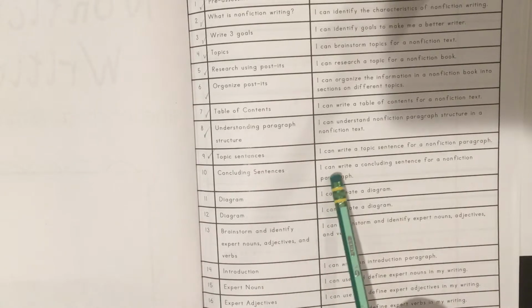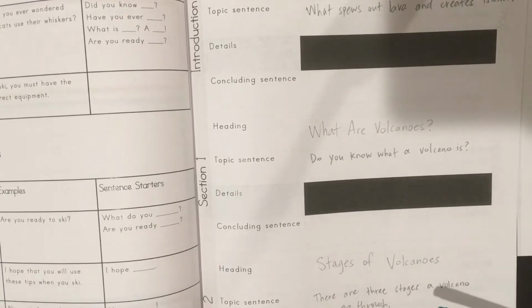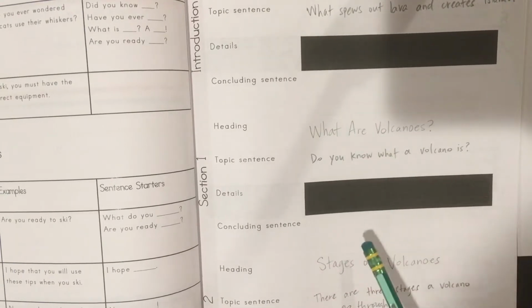The objective is I can write a concluding sentence for a nonfiction paragraph. So yesterday you thought of and wrote down your topic sentences for all of your sections except your concluding paragraph. Today you're going to think and write down concluding sentences for all of your sections except your conclusion paragraph.